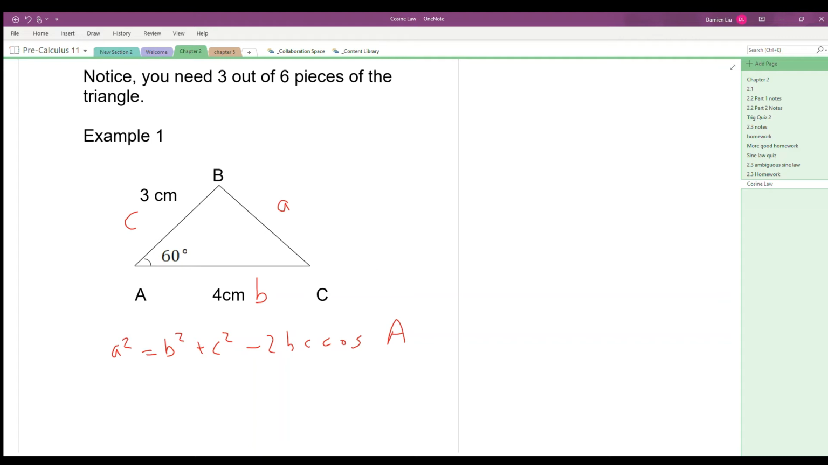All right, so now let's plug in what we know. So we don't have a, right? So I'm going to match up the letters. So I got a squared equals b is 4, so 4 squared, plus c is 3, so 3 squared, minus 2, and I'm going to put this in brackets. b is 4, c is 3, cos 60 degrees.